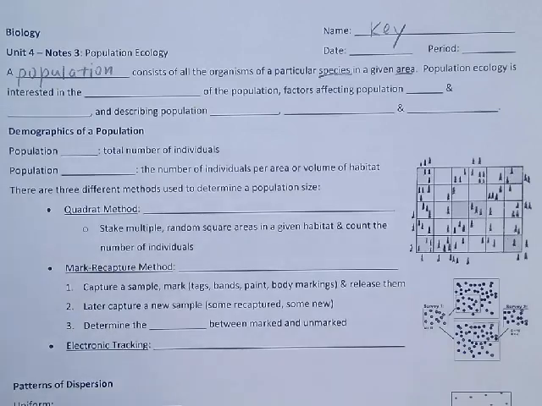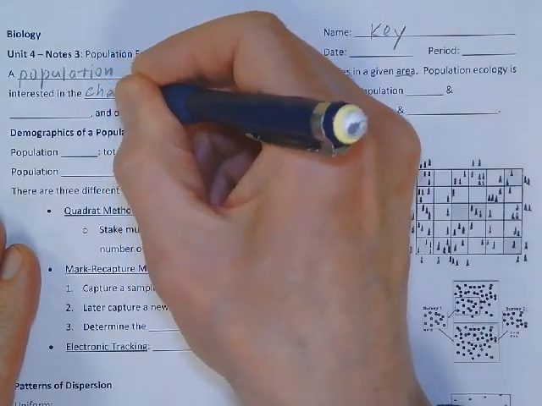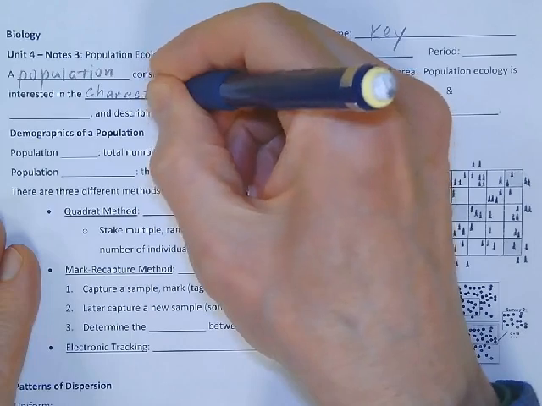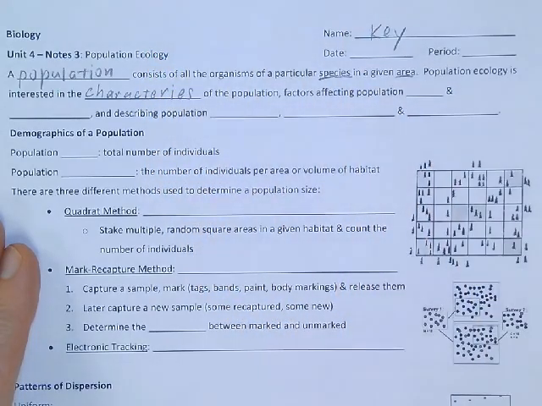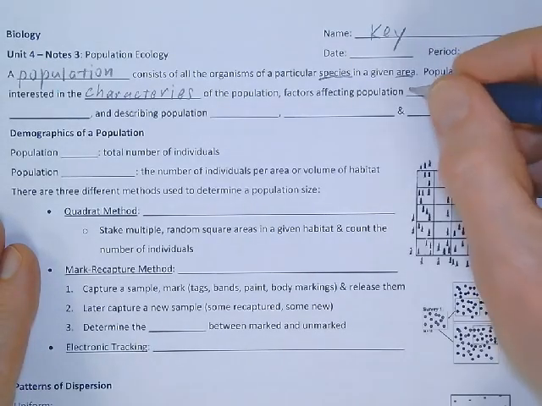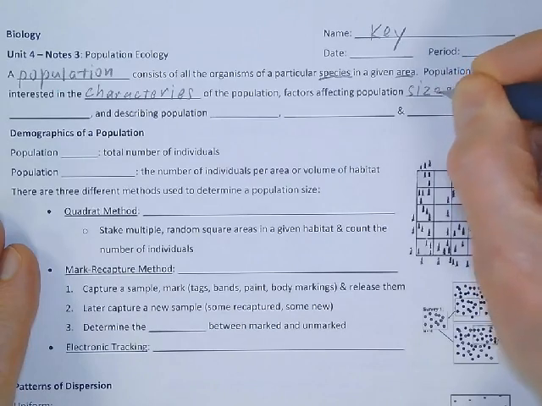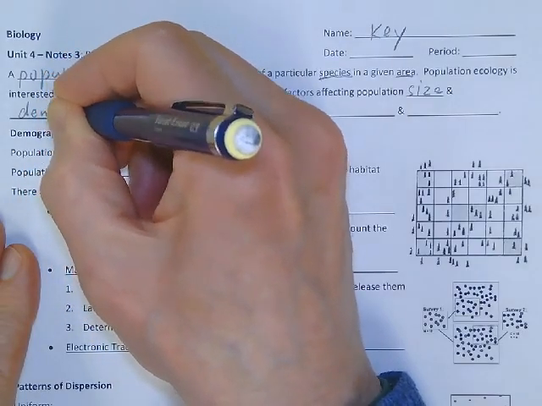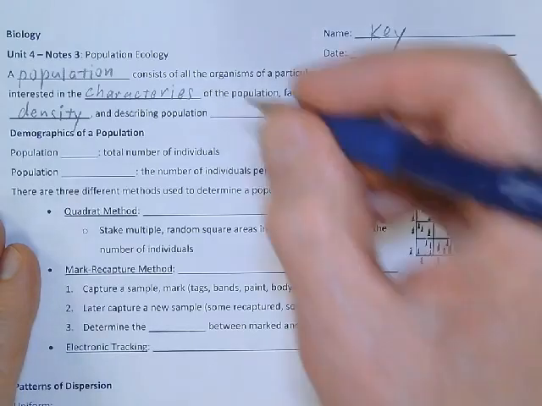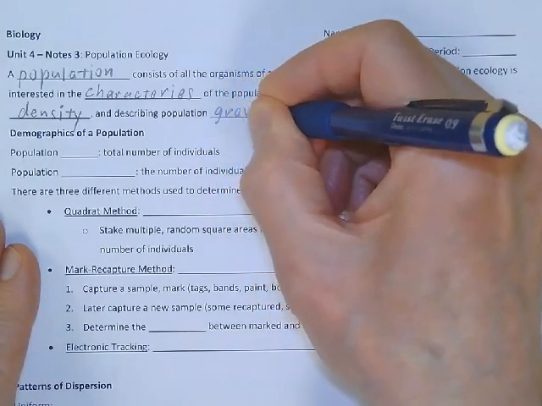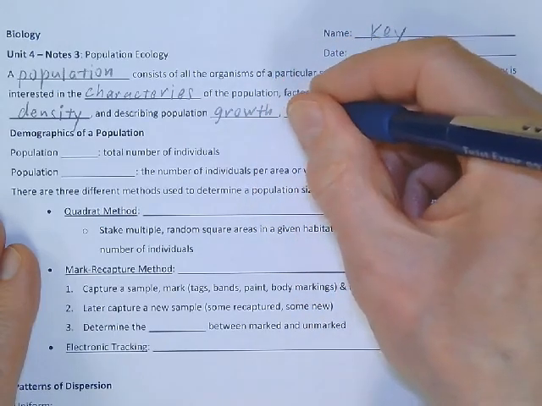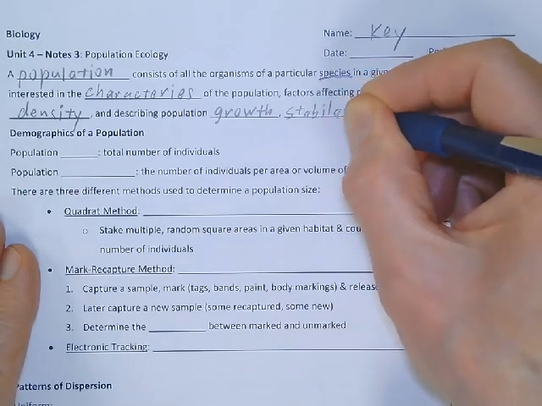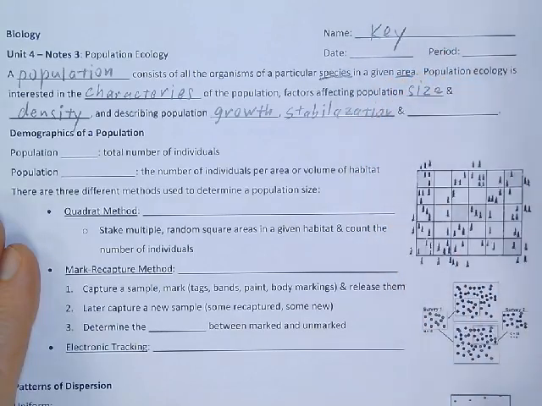Population ecology is interested in the characteristics of the population, factors affecting population size and density, and describing population growth when it's increasing, stabilization when the population's about the same for a while, and decline.